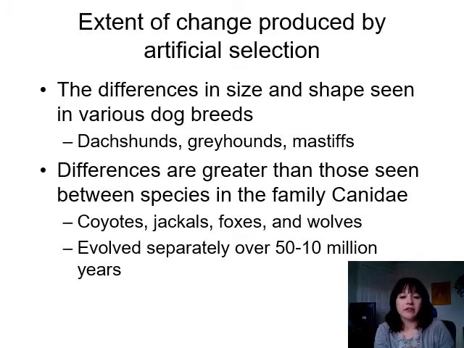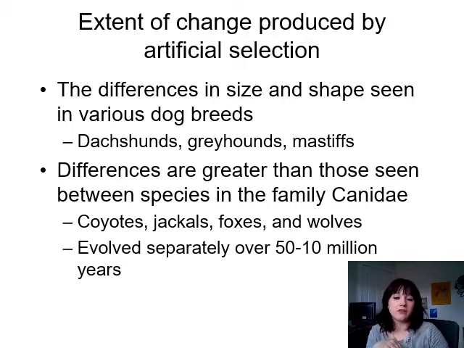Now, if you look at another family, such as Canidae, that includes coyotes, jackals, foxes, and wolves, those are all 4 different species. They look quite different. It took 50 to 10 million years, all right? So a very long time for those differences in that family to evolve.